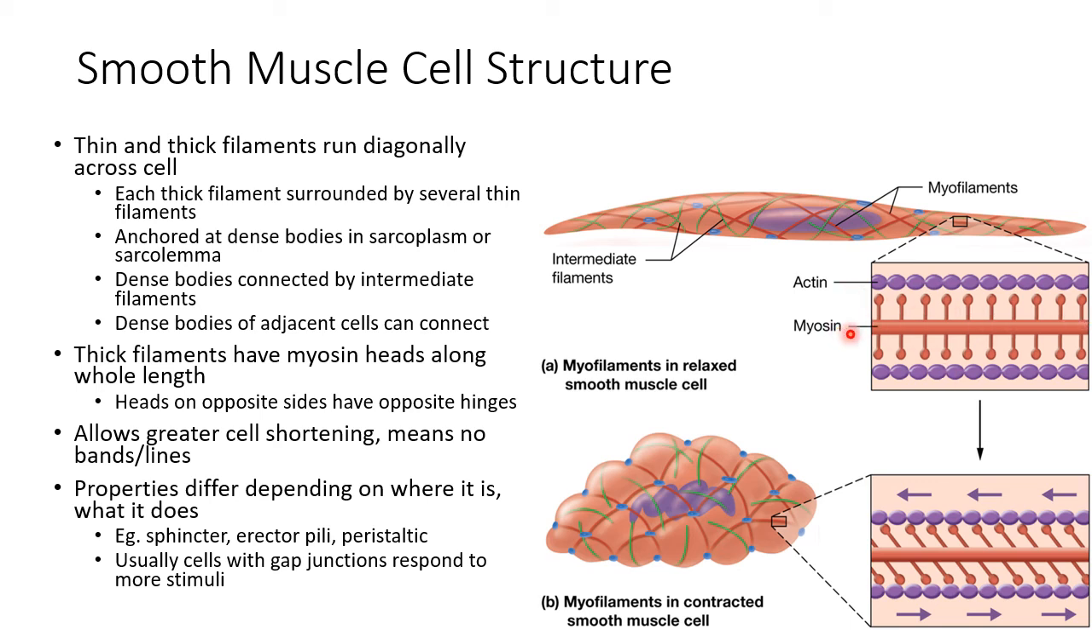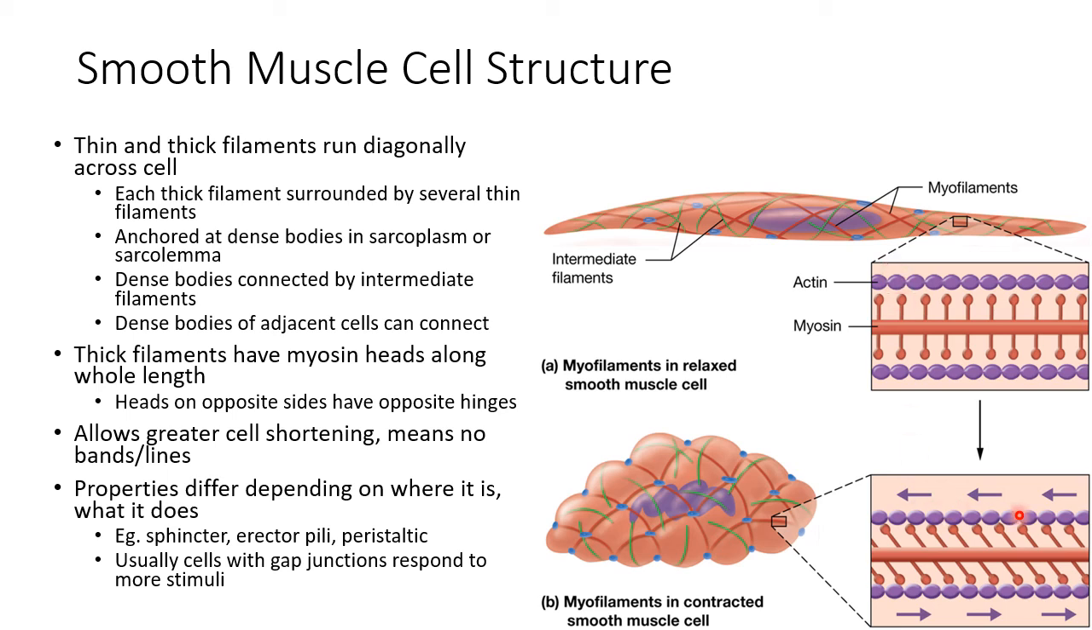They have their hinges go in the opposite direction on different sides, so their orientation is opposite on different sides. Then the actin, or the thin filaments, is just a string of actin. You don't have the troponin or the tropomyosin blocking the active sites. So it's always possible for the myosin to make a crossbridge with the actin.